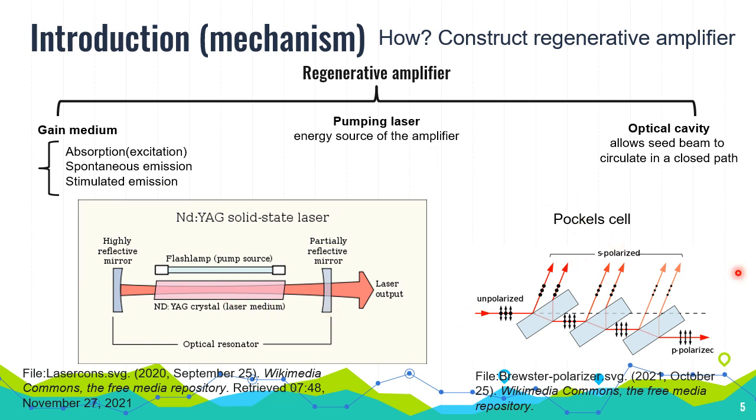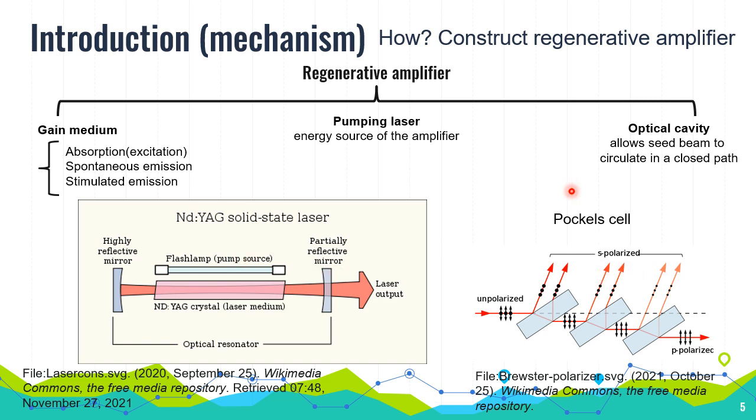The second one is the optical cavity. The optical cavity is shaped by a highly reflective mirror, about 100%, and another end mirror that is a partially reflective mirror, about 99.9%, to allow a bit of laser output to get out of this cavity. An optical cavity allows the beam to circulate in a closed path. And the third one is the pump source, which is the energy source of the amplifier.